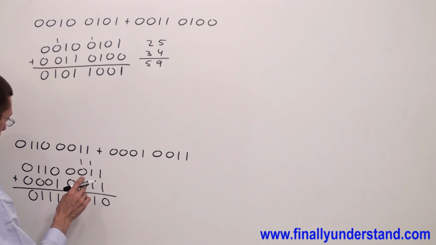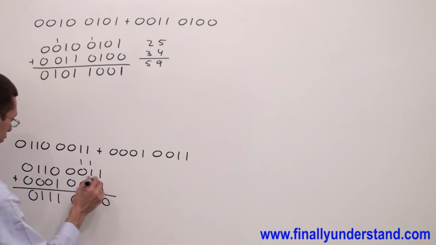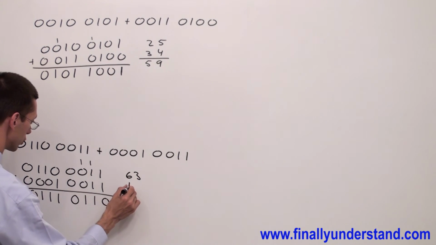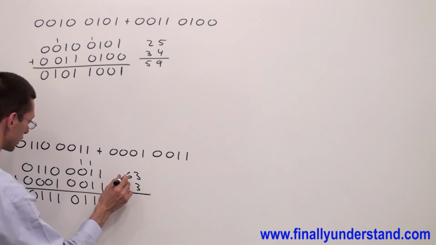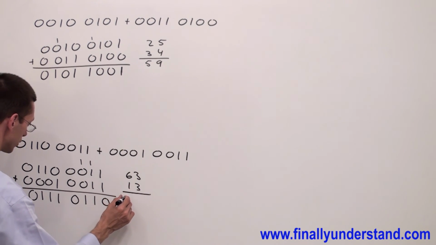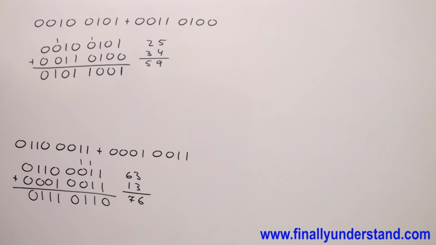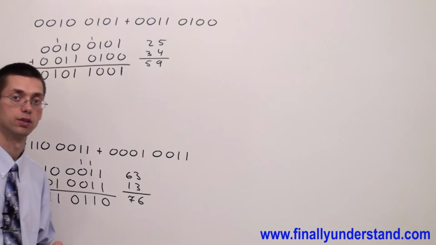So let's take a look how this is going to work with decimals. This is 63. This is 13. 63 plus 13 is equal to 76. And this is 76 in BCD code. This is the correct solution to my problem.